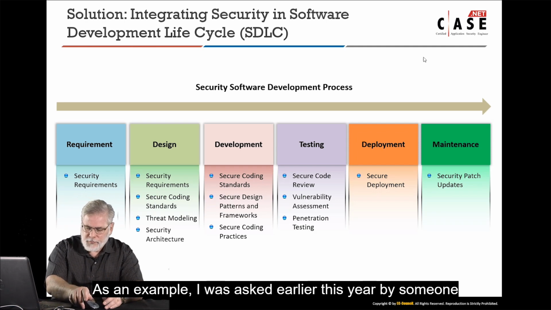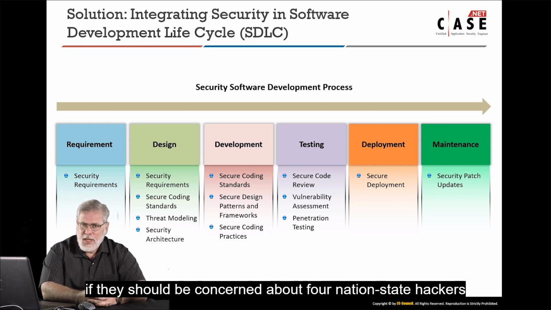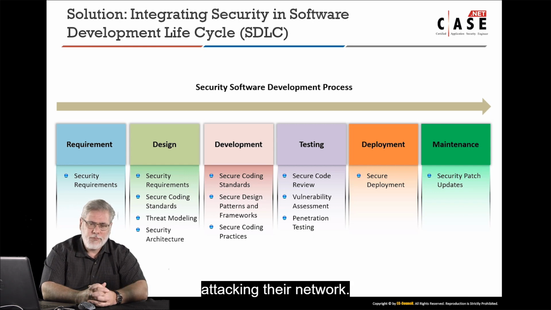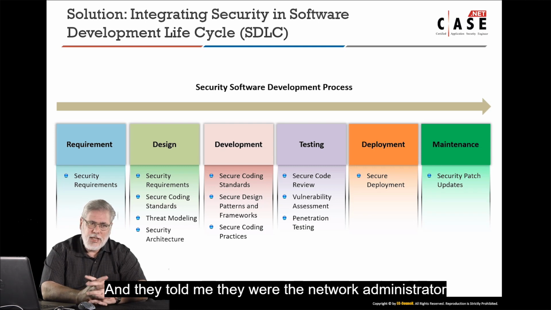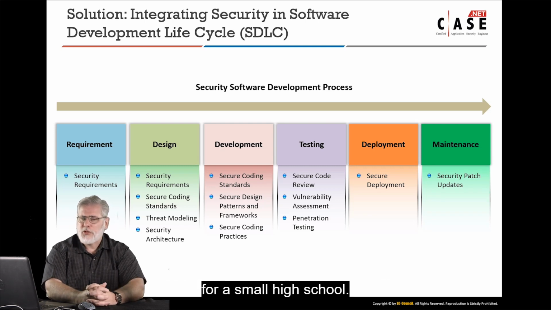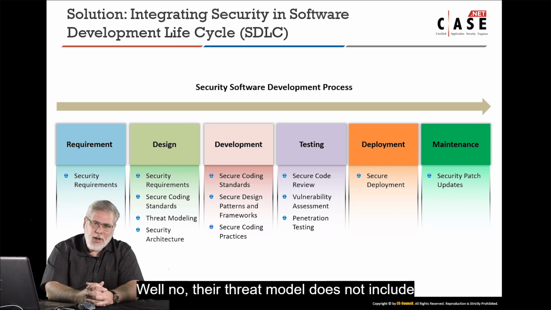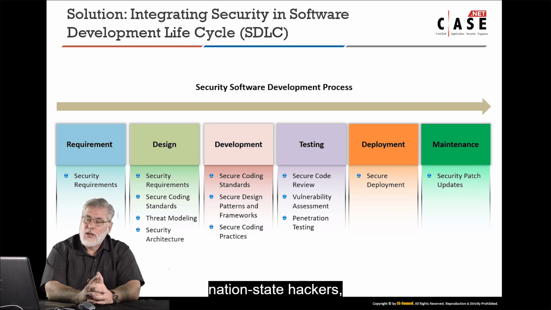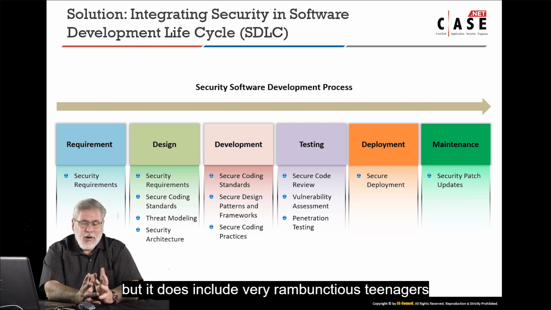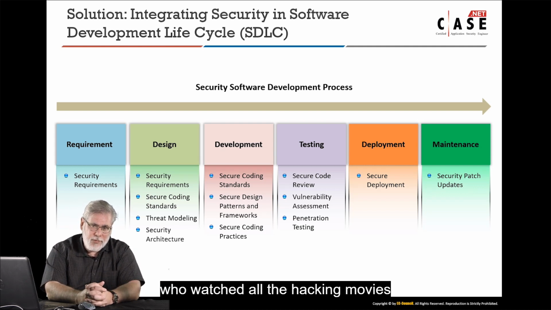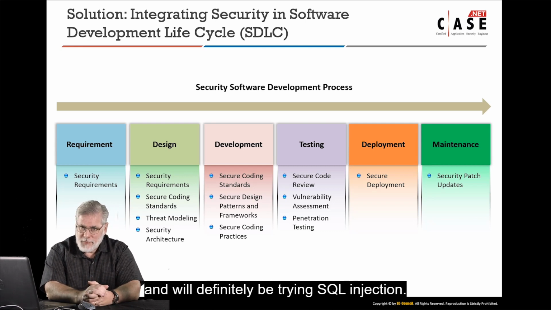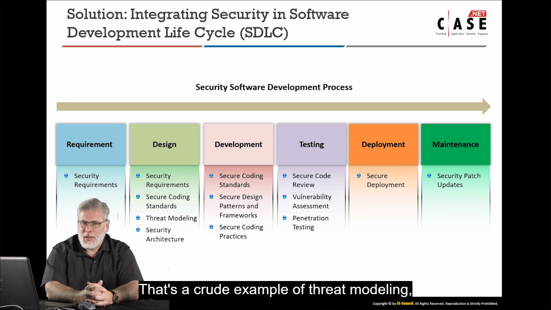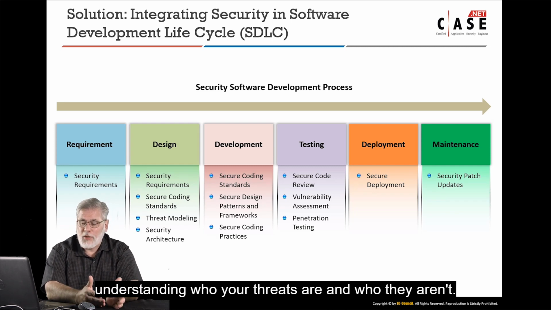As an example, I was asked earlier this year by someone if they should be concerned about foreign nation-state hackers attacking their network. Well, I naturally asked the person, what kind of network do they administer? And they told me they were the network administrator for a small high school. Well, no, their threat model does not include nation-state hackers, but it does include very rambunctious teenagers who've watched all the hacking movies and downloaded tools off the internet and will definitely be trying SQL injection. That's a crude example of threat modeling, understanding who your threats are and who they aren't.